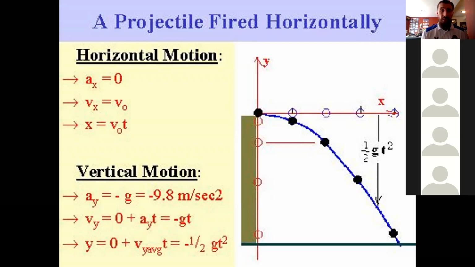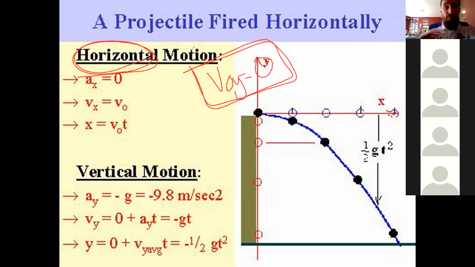So let me ask you this. If I throw something out directly horizontal, what do you think my initial velocity in y, my VOY, is going to equal? AJ, very good. Zero. So know this: if you see the word horizontal in a problem, like it rolls off a horizontal table, or you throw something out horizontal, you have to remember that VOY equals zero.